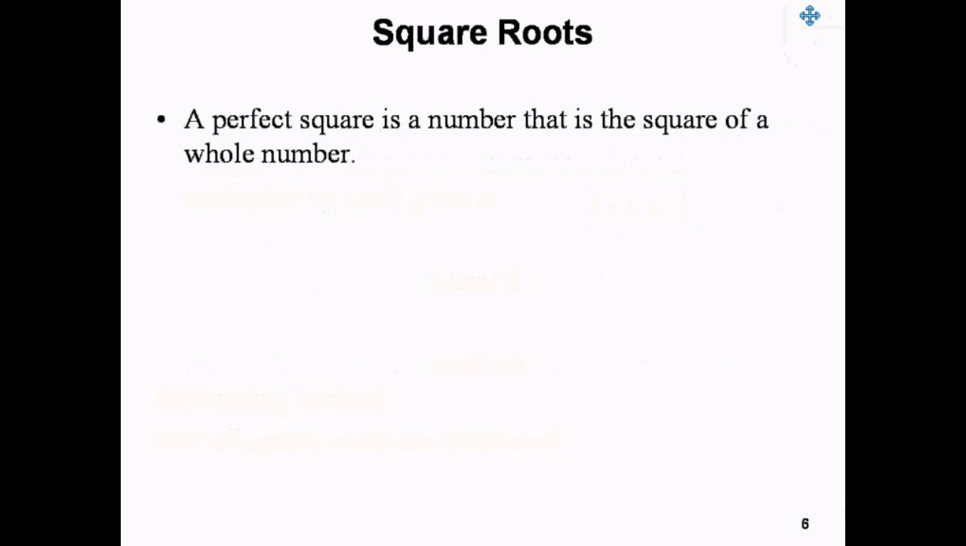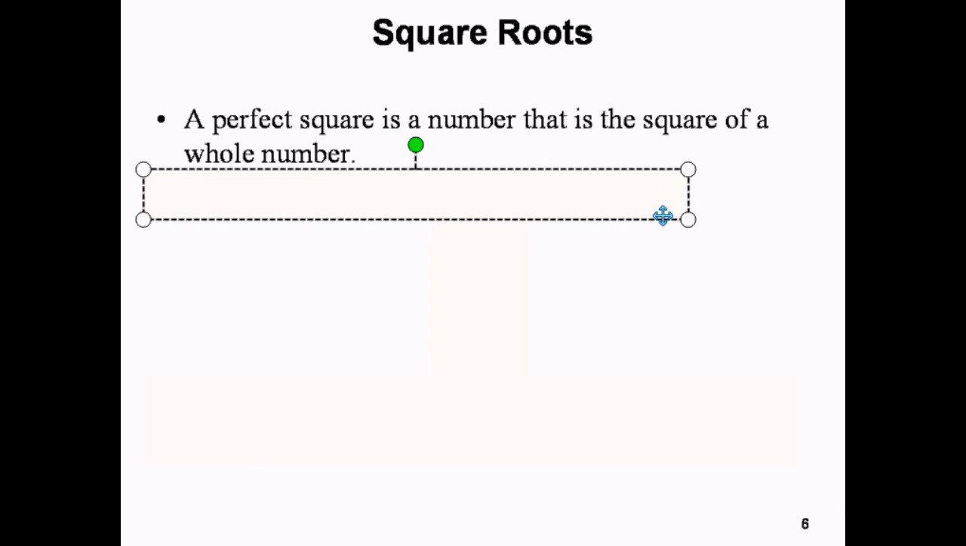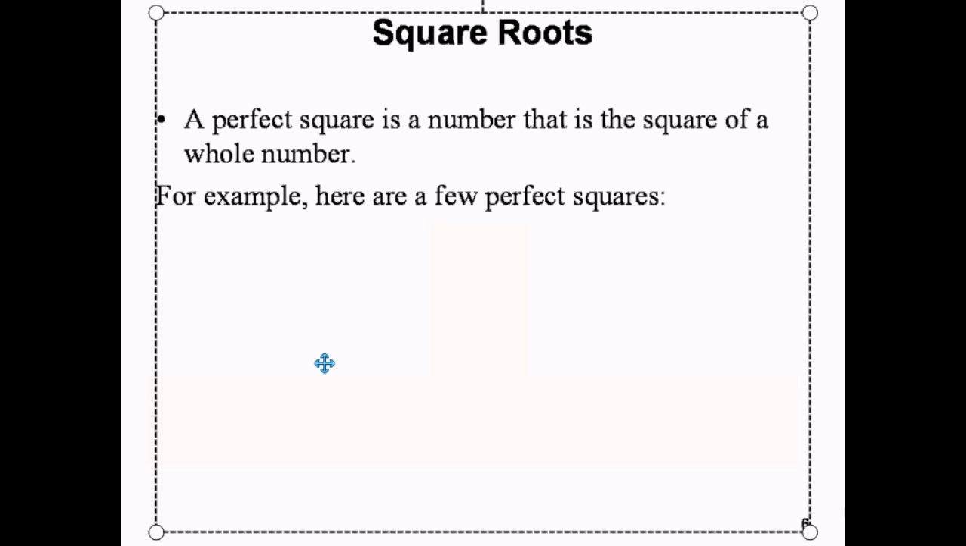A perfect square is a number that is the square of a whole number. Oops, that's not what I meant to do at all. All right, perfect squares. You guys know a lot of these.